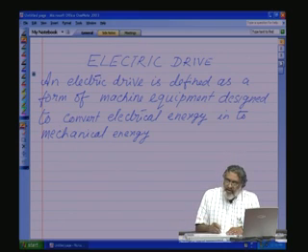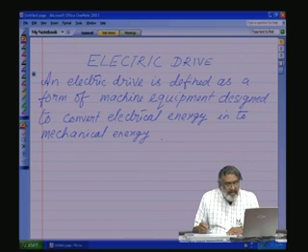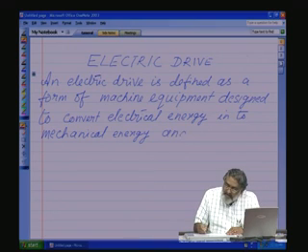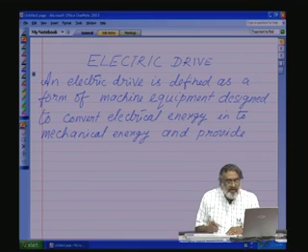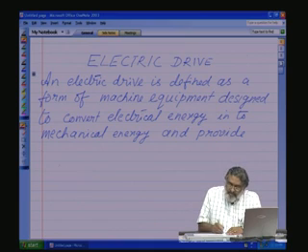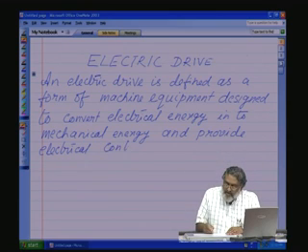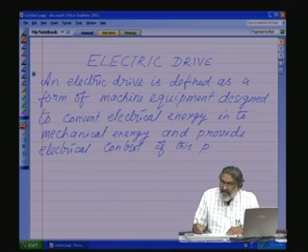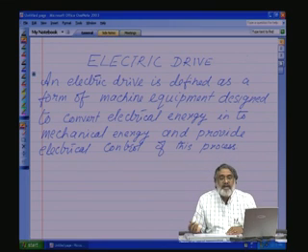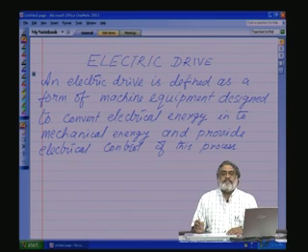So, we will say to convert electrical energy into mechanical energy and provide electrical control of this process. This is very essential. We are converting electrical energy to mechanical energy with the necessary control. So, this is the basic definition of an electric drive system.